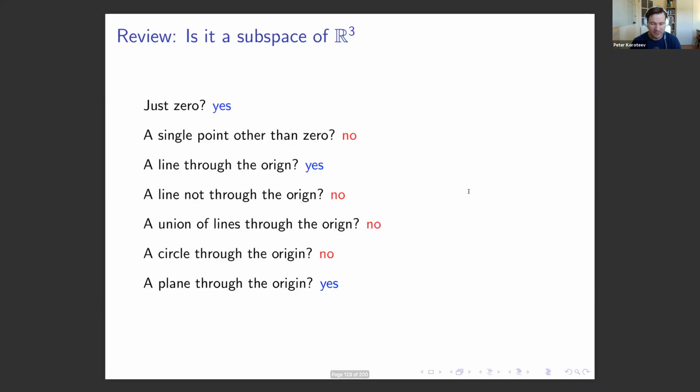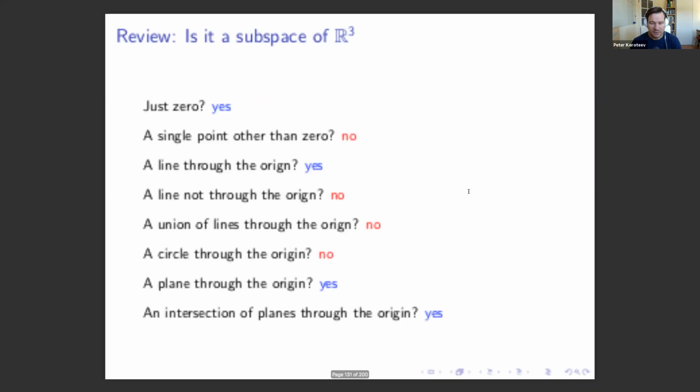A plane through the origin? That's true. And intersections of planes through the origin? You can also check that this is true, because whenever you have two vectors inside each plane, their linear combination stays in that plane. Therefore this will be the case here.